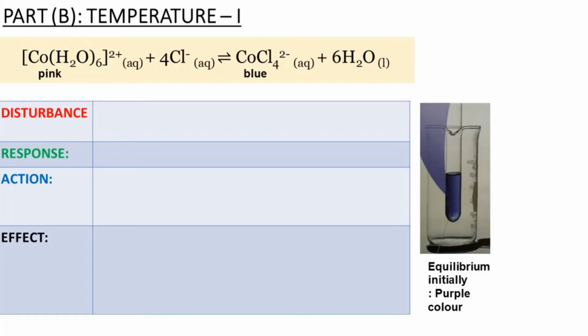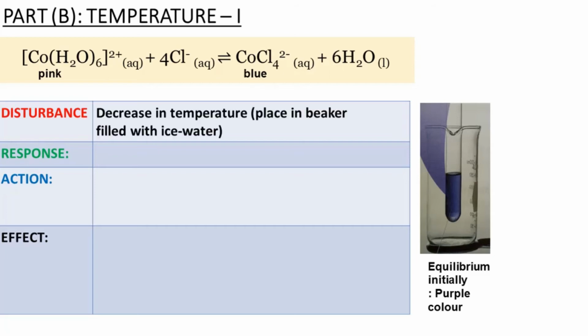Now we shall apply the concept into experiment 5 part B. In part B of experiment 5, the equilibrium system consists of hexaaquacobalt(II) complex ion, which is pink in color, chloride ion, tetrachlorocobalt(II) ion, which is blue in color, and water. The equilibrium system is purple in color.